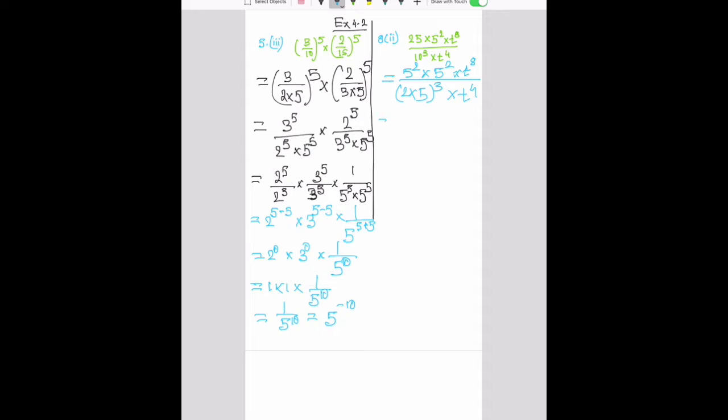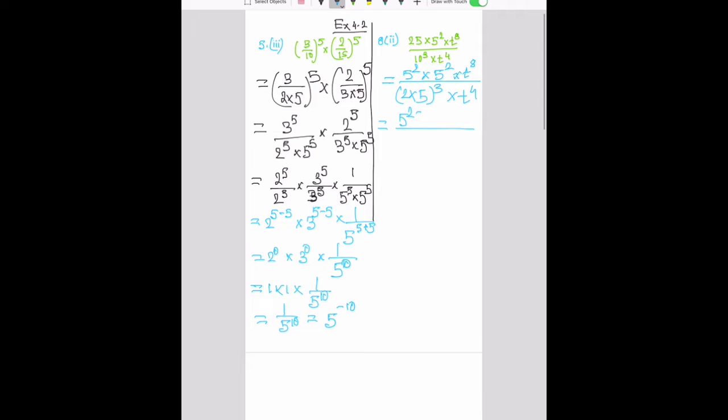Now let's open the bracket and see what you have. So this is 5 to the power 2 into 5 to the power 2, that is 5 to the power 2 plus 2. So we can write that as 5 to the power 4, or we can just write one more step as 5 to the power 2 plus 2, and keep t to the power 8. So this can be broken down as 2 to the power 3 into 5 to the power 3, and then t to the power 4.